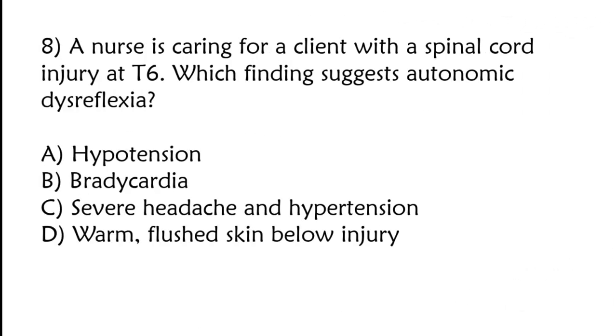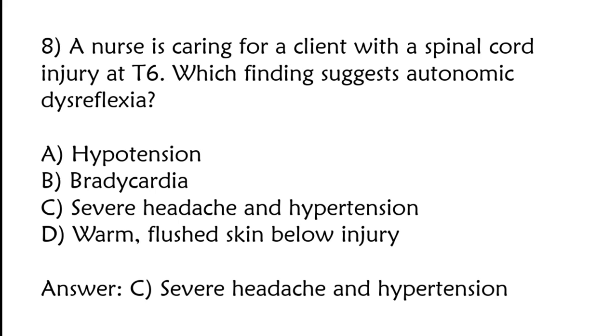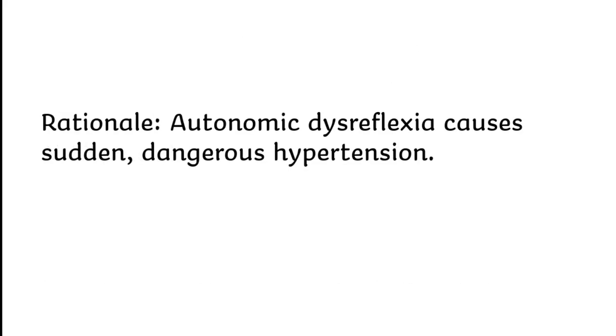A nurse is caring for a client with a spinal cord injury at T6. Which finding suggests autonomic dysreflexia? Correct answer is C, severe headache and hypertension. Rationale: autonomic dysreflexia causes sudden, dangerous hypertension.